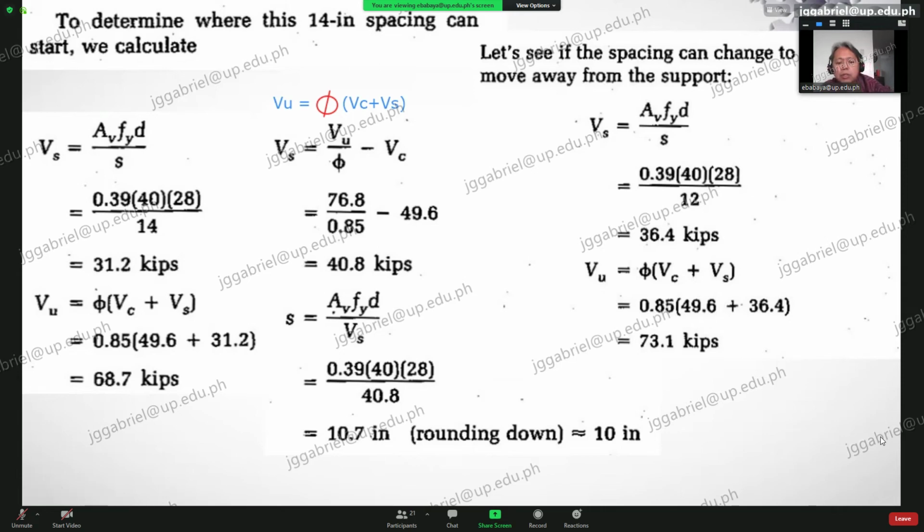Now, we want to be conservative. Pagdating sa spacing, to be conservative, nagra-round down ka. If it is a dimension of a cross-section, to be conservative, nagra-round up ka, di ba? Sa nearest, ano? For ease of construction yun. Kasi yung mga 0.7, mahirap na yun. So in this case, 0.7, mag-round down ka, that becomes 10 inches. Okay, so that will be the spacing at the critical region.